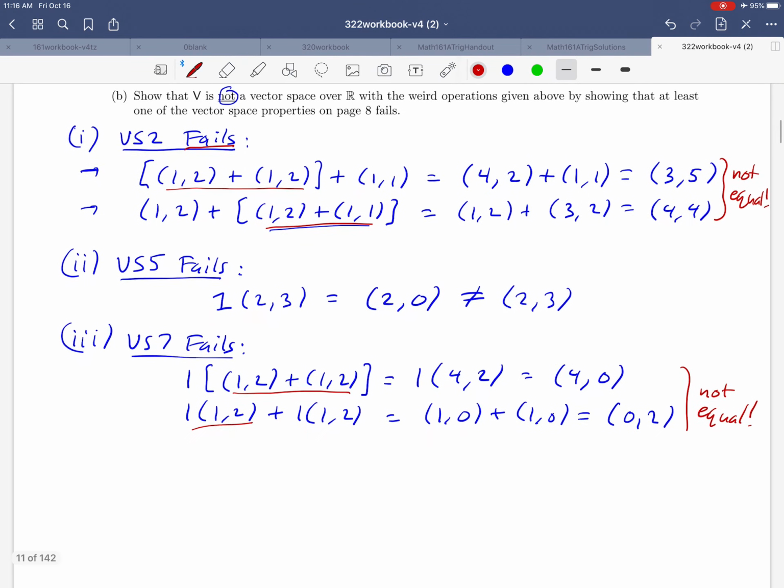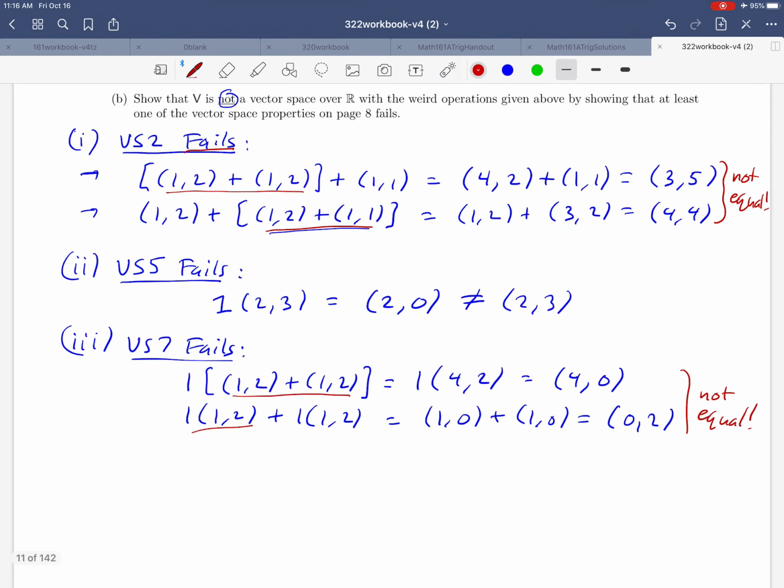Okay. And just to make a comment, you could probably go down this list of our vector properties and find others that don't work as well. We just picked 3 off of our list and gave examples to illustrate that they're not true. Okay, now I want to ask you an important question at this point. In order to prove that V is not a vector space, did we need to do all of this writing? Did we really need to do all 3 of these examples?